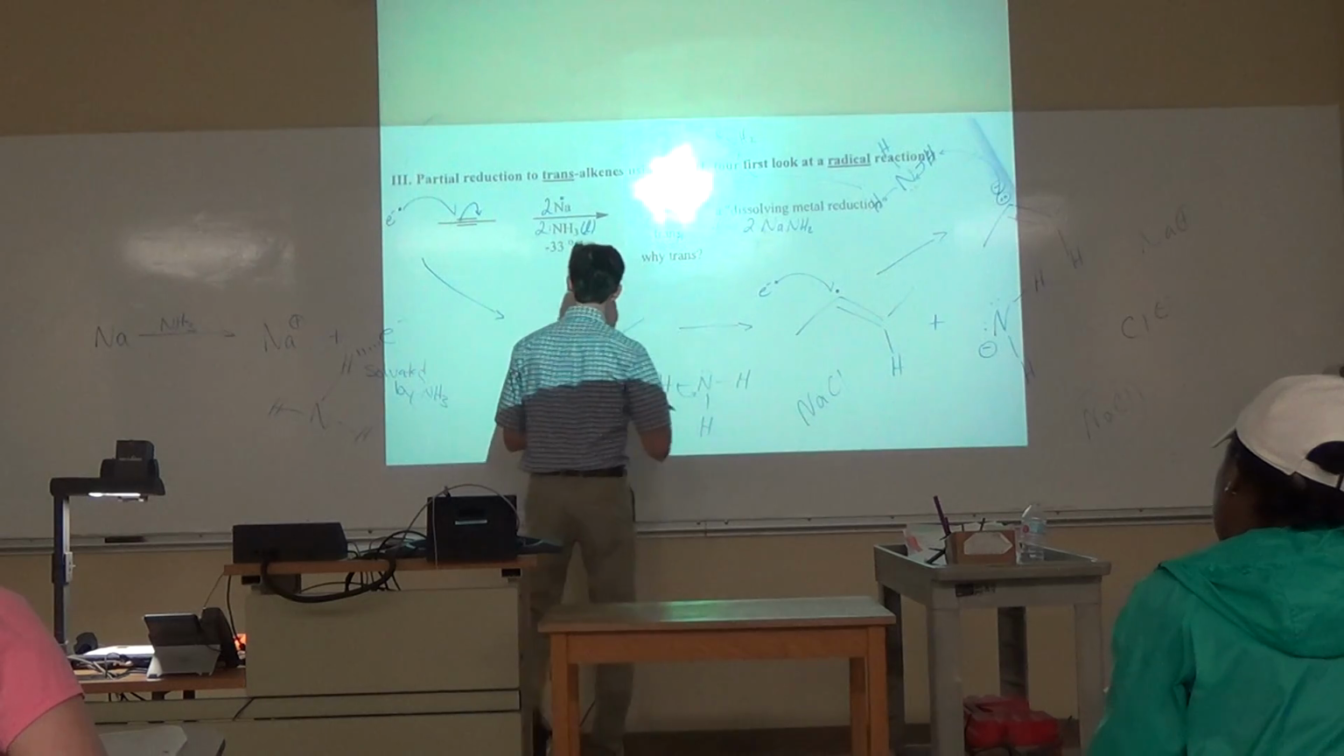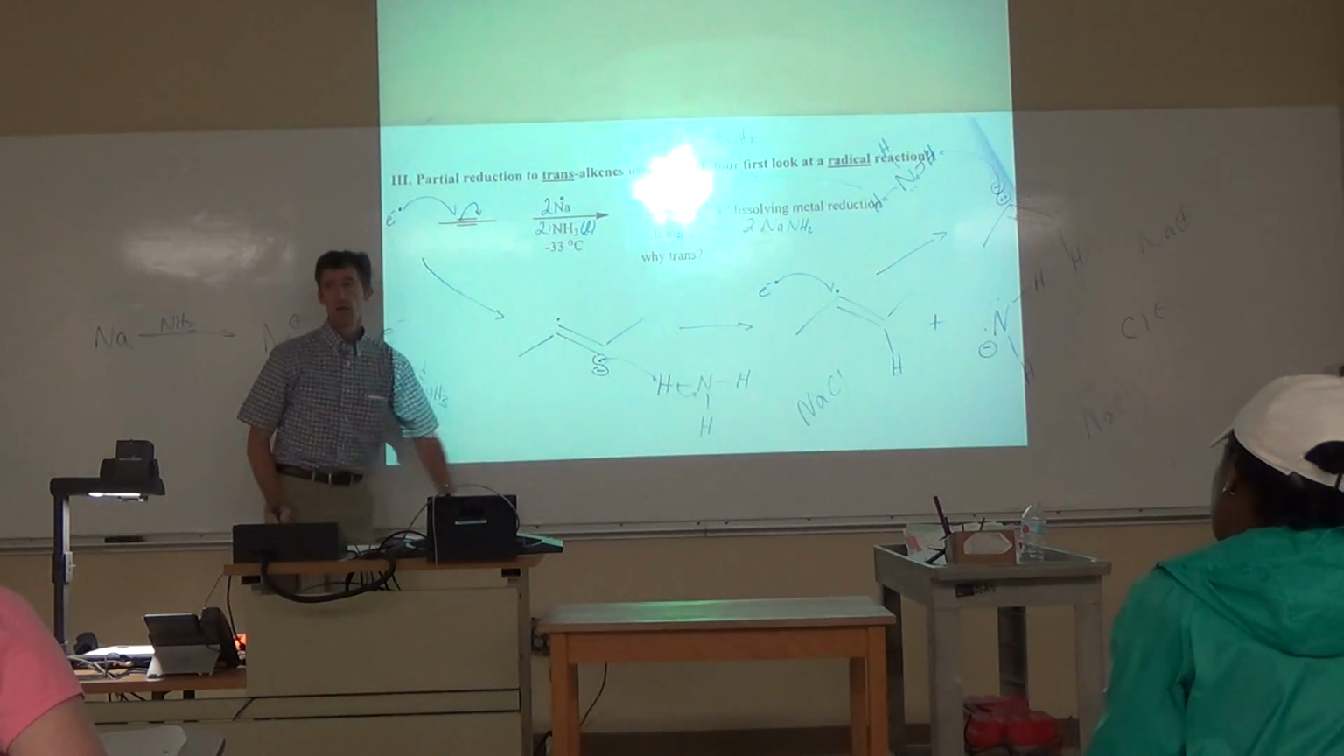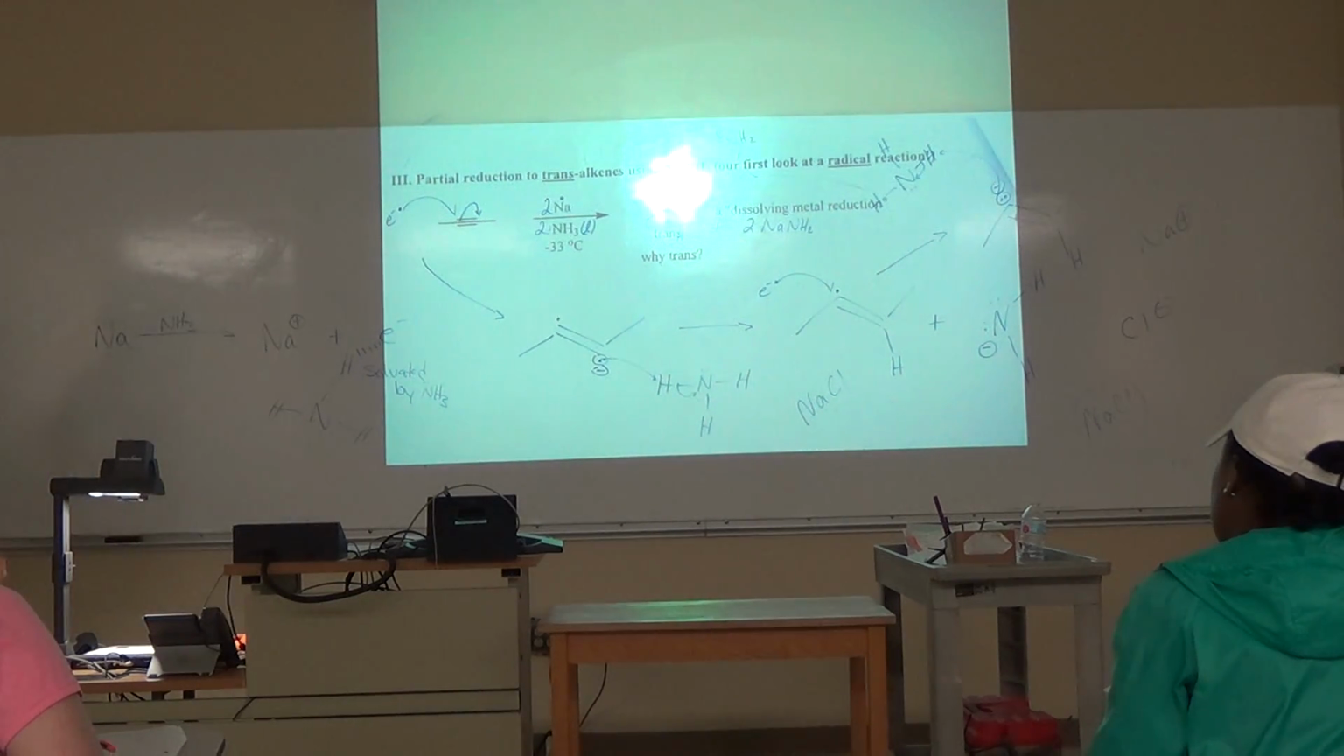It's just trans because it had a choice. See, when you hydrogenate an alkyne, it doesn't have a choice. The H's come from that side. It has to be this. Here you have a choice, and that's why it's trans.